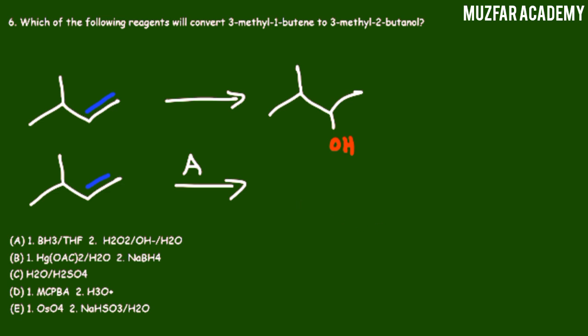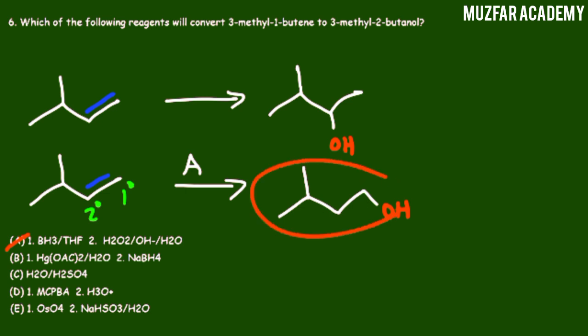And what you need to know is that it proceeds with anti-Markovnikov regiochemistry. The nucleophile, the OH group, is going to go on the less substituted carbon of the double bond. So that is the primary carbon. Therefore, we're not going to get the answer we're looking for. So it's not answer choice A. This is the product that answer choice A will give us. Now, let's consider answer choice B.